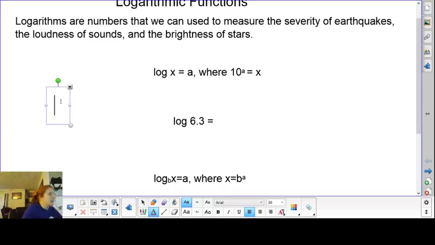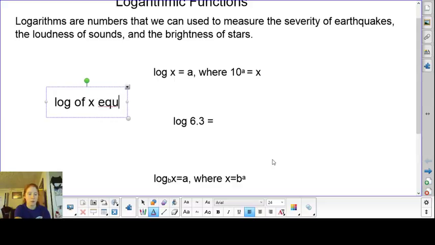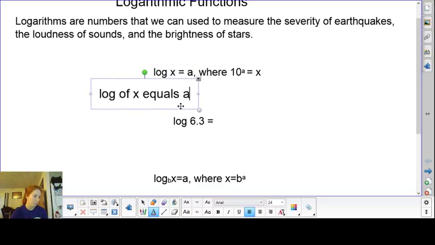The above phrase is how we denote logarithms, and it's a specific way of talking about them, and I wanted to type that up for you so you knew how to say it correctly. So this says log of x equals A. That's how you pronounce that first part.